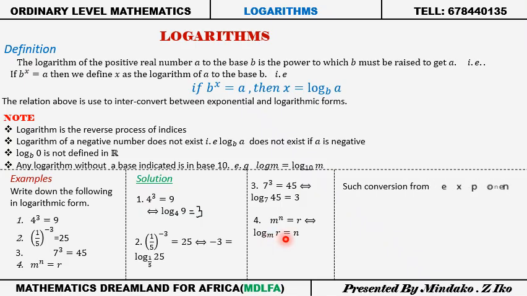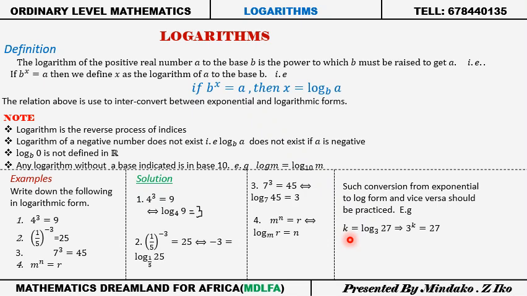All right, such conversions from exponential to log form and vice versa should be practiced. For example, if we have k equal to log of 27 to the base 3, now we are moving from the log form to the index form. You see that to the base 3, the base is the only one that is moving. So we have 3 power k equal to 27.